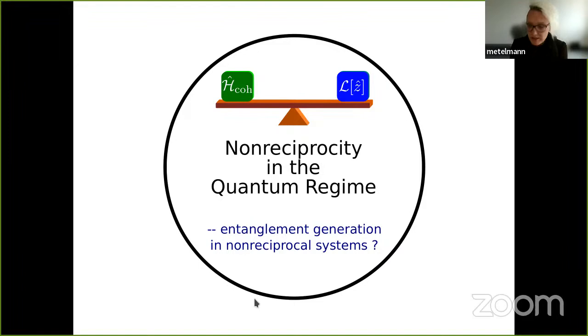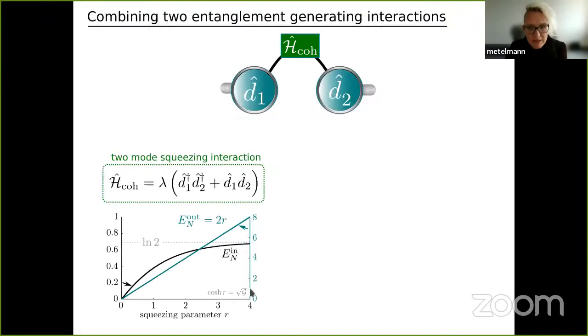So what we looked at is actually a simple system, you can think of it like we combine two entanglement generating interactions. The first one is rather straightforward and perhaps also familiar to you. We have two oscillators which are coupled via this coherent term, and this is just a two mode squeezing interaction. This two mode squeezing interaction produces entanglement between mode one and mode two, so intra-cavity entanglement, really just between the oscillators. But if I look at what comes out of the system, then I also generate entangled photon pairs. And this is depicted in this graph.